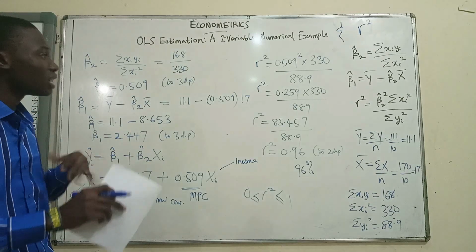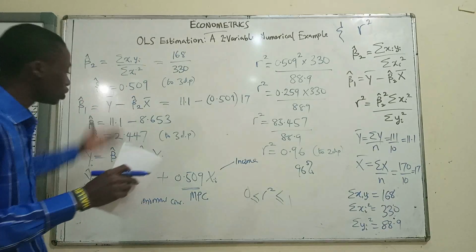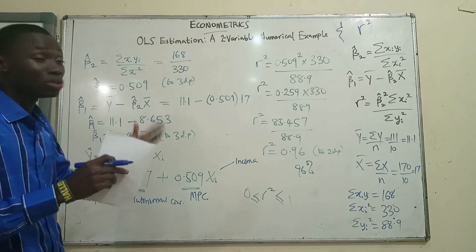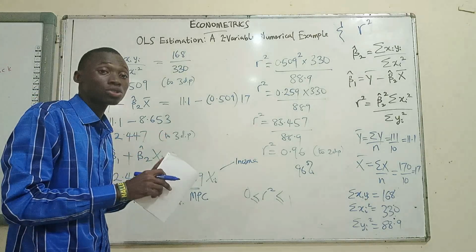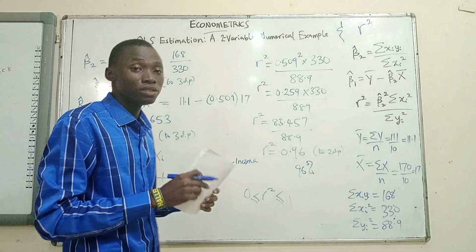So with that, we've looked at working through an example using the OLS method, and we also learned about the R squared, and that brings us to the end of this video.